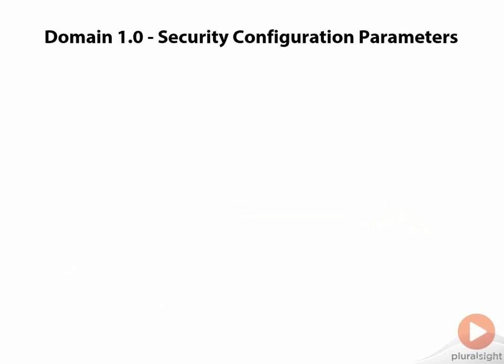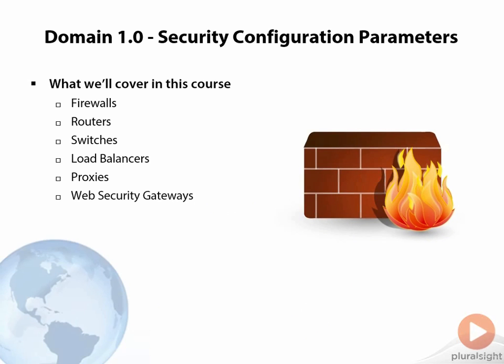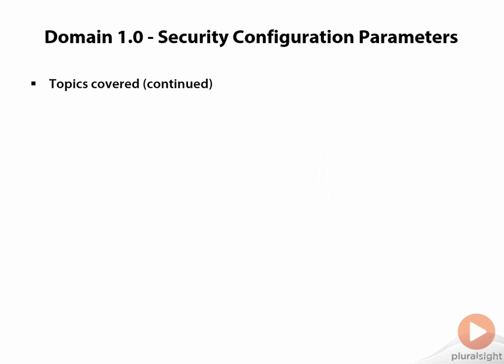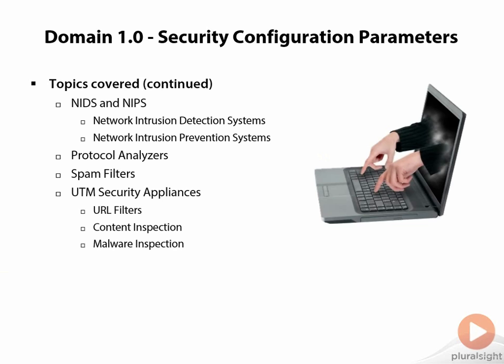All right, so in Domain 1.0, security configuration parameters, we're going to cover throughout this course firewalls, routers and switches, load balancers and proxies, and web security gateways. Some of the things, the physical components of network security. And then we're also going to cover network intrusion detection systems and prevention systems. We'll cover protocol analyzers, spam filters, which everyone loves spam. I'm sure you love it as much as I do.